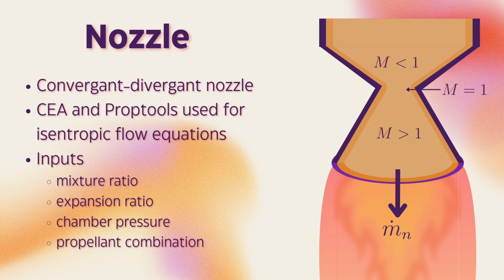I'm using NASA CEA and this other thing called PropTools, which basically solve a set of isentropic flow equations to figure out all of the speeds, pressures, and densities in the nozzle. The inputs into those programs are the mixture ratio between the propellants, the expansion ratio between the throat of the nozzle and the exit end of the nozzle, the chamber pressure, and then your propellants themselves.